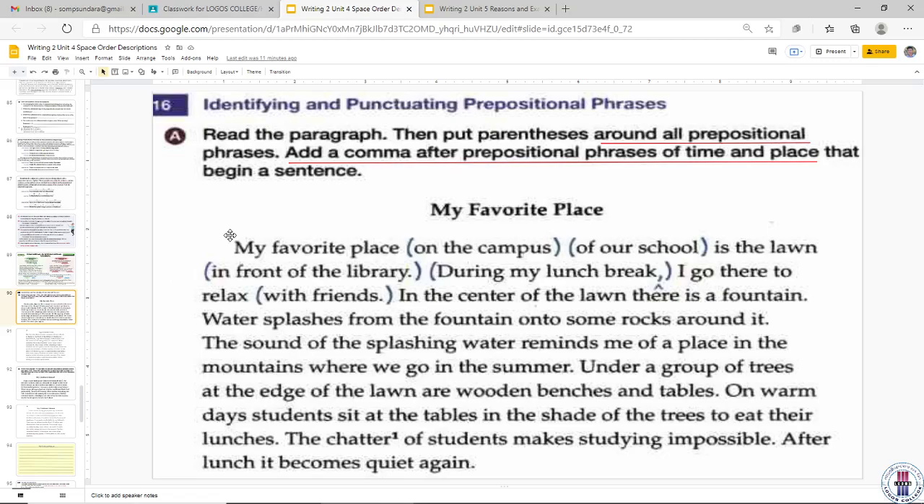All right. Let's go to page 130. Exercise A and B. There's two paragraphs. To save time, I'm going to give you the answers to them because we only have 40 minutes. They want you to find the prepositional phrases, all, and add a comma after prepositional phrases of time and place that begin a sentence. All right. So here are your answers.